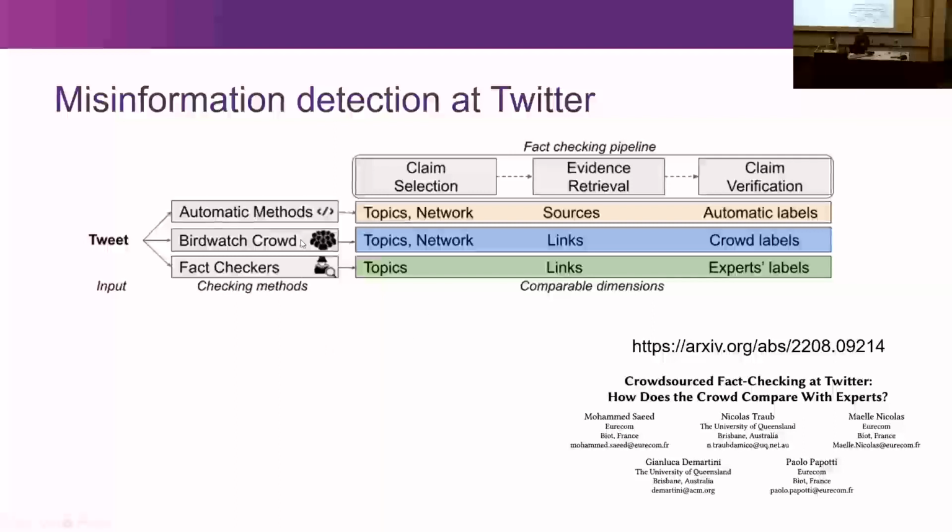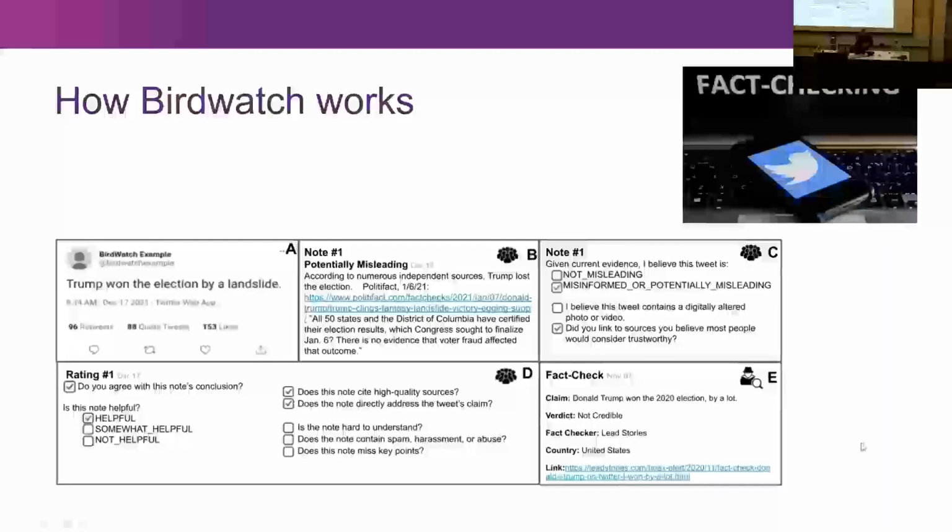But let's see how Birdwatch works and has worked for a year and a half now. So that's specifically how Birdwatch, a crowdsourcing approach to fact-checking by Twitter, is working. First of all, we have a tweet posted by a user. And once tweets appear, again, we are talking about hundreds of thousands of tweets per second, some are selected, and this is the first step of the pipeline, to be fact-checked.